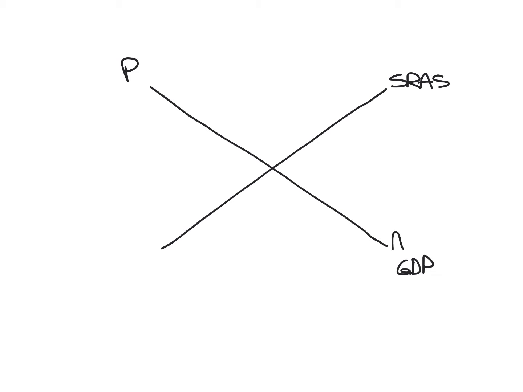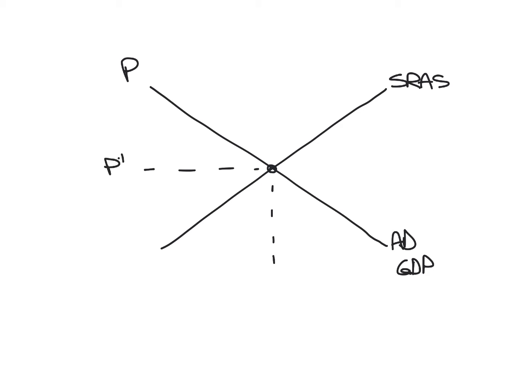So we're going to look at the scenario of stagflation in the context of our aggregate demand, aggregate supply model. On the x-axis, we have real GDP, and on the y-axis, we have the price level, which can be reflected in the GDP deflator or the consumer price index. We have our upward sloping short run aggregate supply curve and our downward sloping aggregate demand curve, and where the two intersect gives us our short run equilibrium.